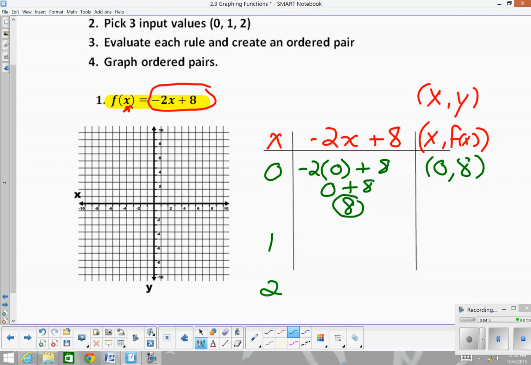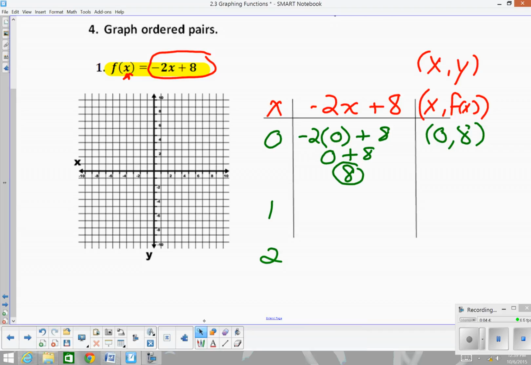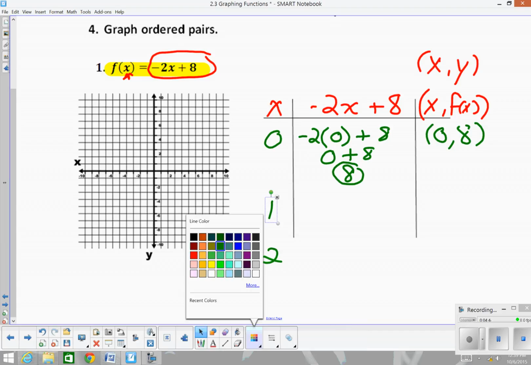Okay, cool. Now let's do that again for number 1. Let's change the color there.